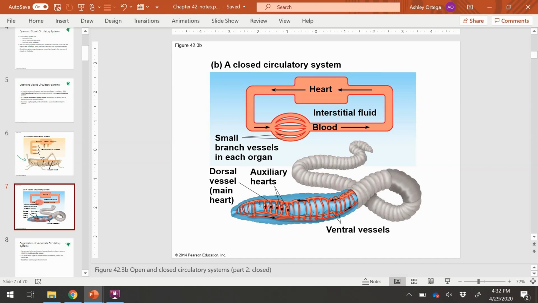Compare that to your closed circulatory system that you see here, where there is a heart that pumps blood through a vessel. It goes from the vessel to the capillaries and then back to a larger vessel that returns blood to the heart. And so this is very distinct. These vessels are in very distinct regions, separate from the interstitial fluid, the watery matrix that's in between cells. Our example here is the earthworm, but there are lots of vertebrates and other animals that have a closed circulatory system.